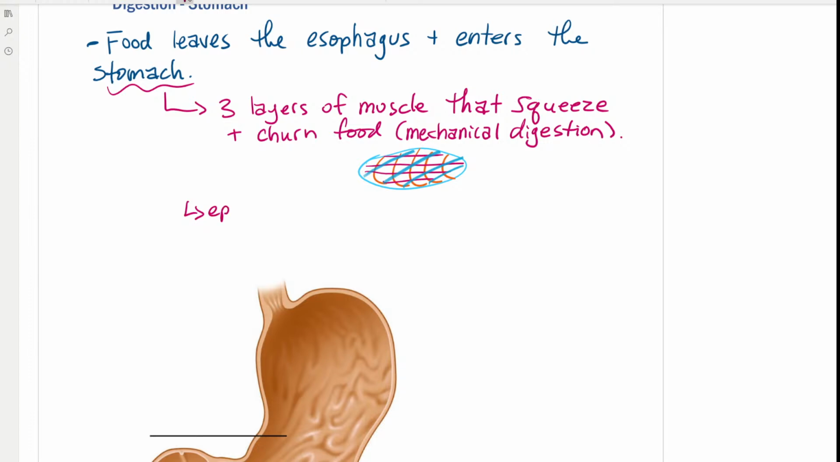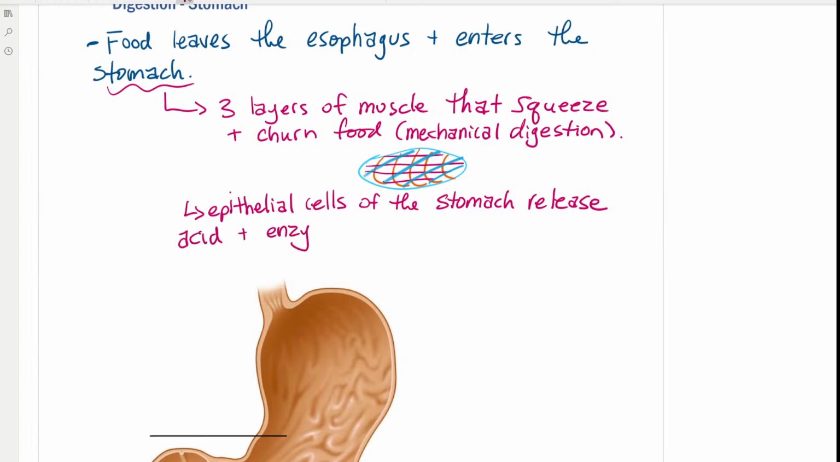But the epithelial cells of the stomach also release acid and enzymes to chemically digest the food.